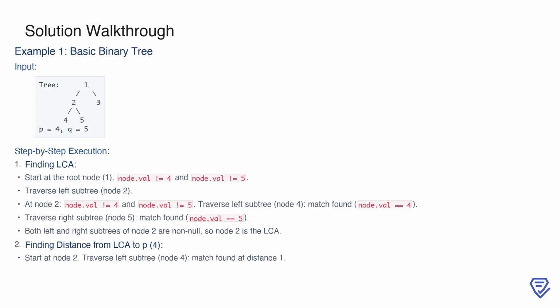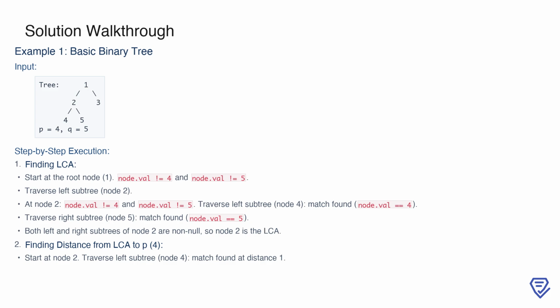To solve this problem, let's start with example 1, where the binary tree has the structure shown, and we need to find the distance between nodes 4 and 5. The first step is to find the lowest common ancestor, or LCA, of nodes 4 and 5. Starting at the root node, which is 1, we see that it doesn't match either of the target nodes.